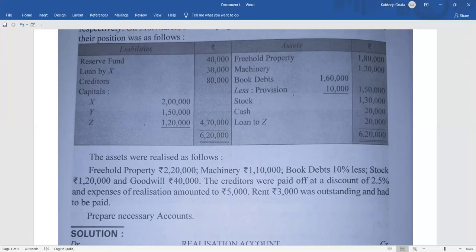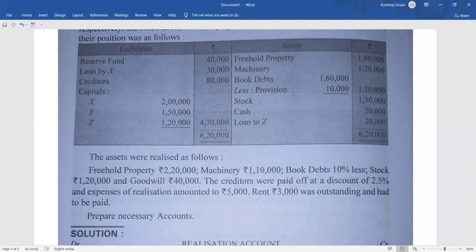How will you pay it? Remember, you're not going to take the rent account and all. All the payment will be done through the realization account. So realization account debit to bank account. Whether the asset has been transferred to the realization, whether the liability has been transferred to the realization, doesn't matter. You might say that it is unrecorded, it is not transferred.